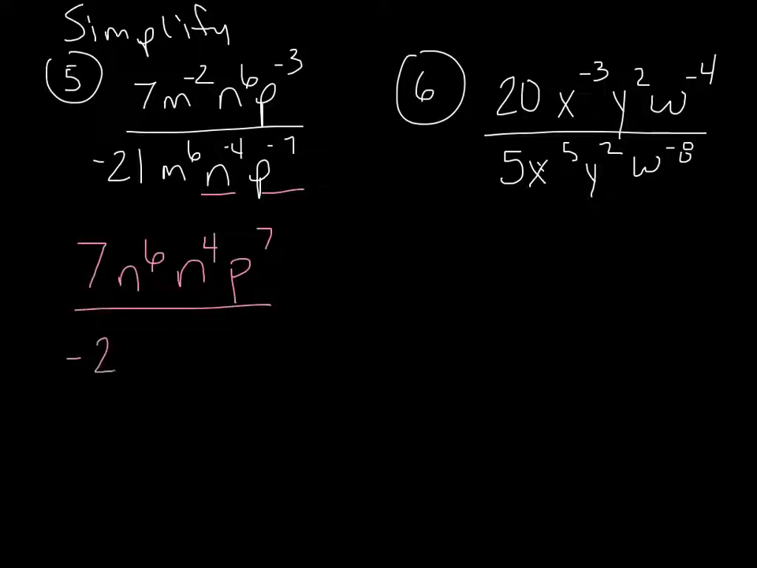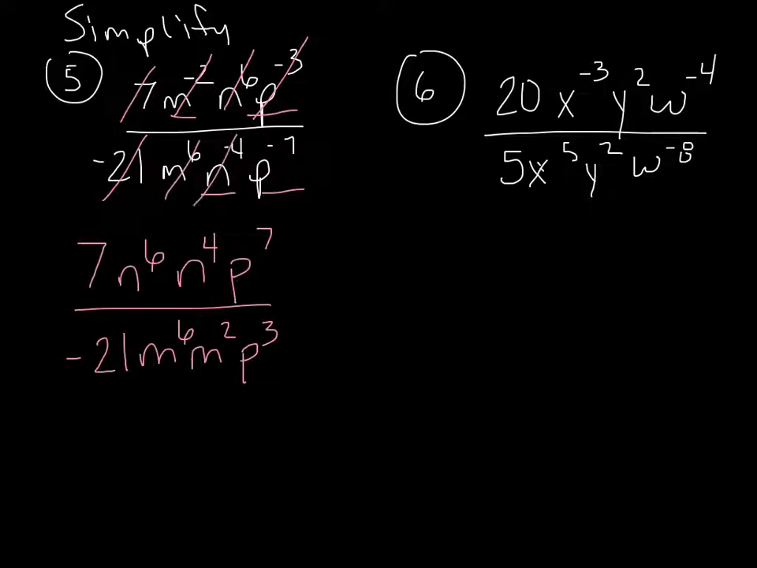Over negative 21, on the bottom you still have m to the 6th, you now have this m to the 2nd, you have this p to the 3rd. Okay, so we got the 7 in there, we got that moved to the bottom, we have n to the 6th in there, we have p moved to the bottom, negative 21's in there, m to the 6th is in there, n to the 4th moved to the top, p to the 7th moved to the top. Now just start simplifying. 7 over negative 21 becomes 1 over negative 3.